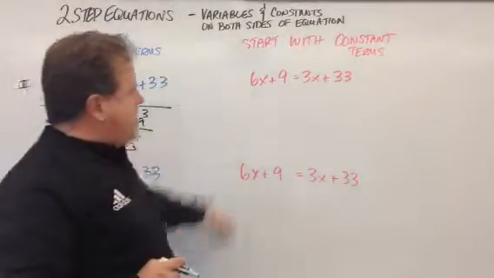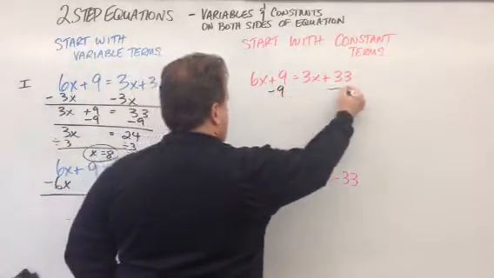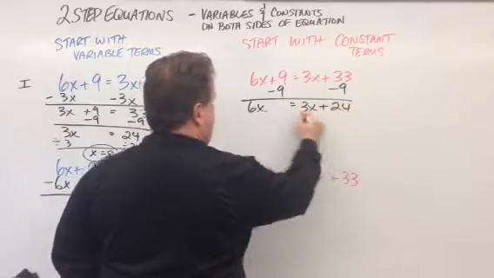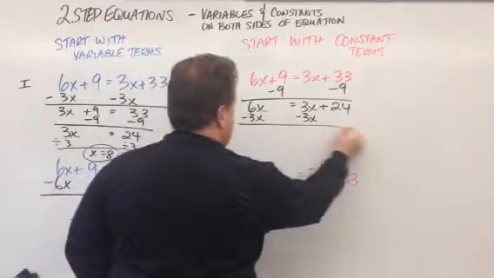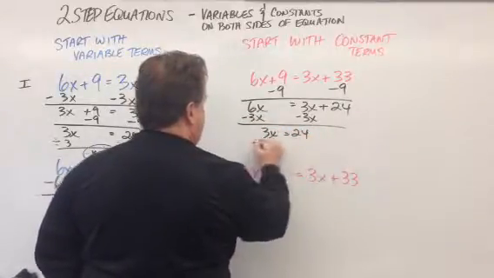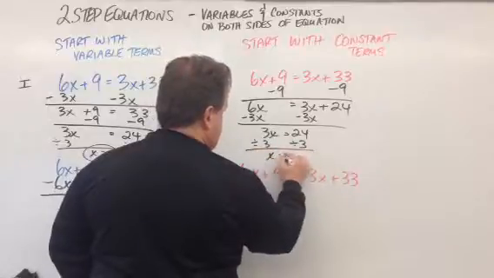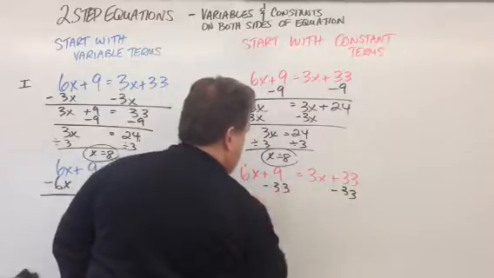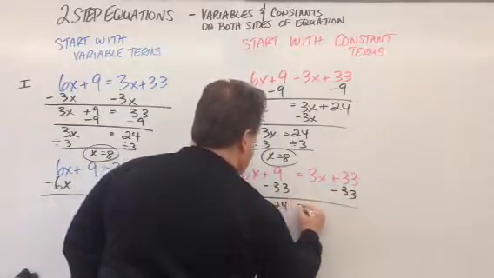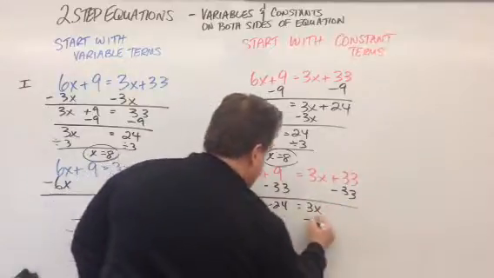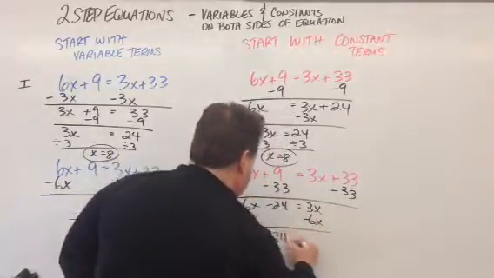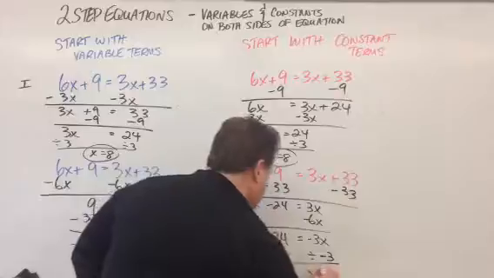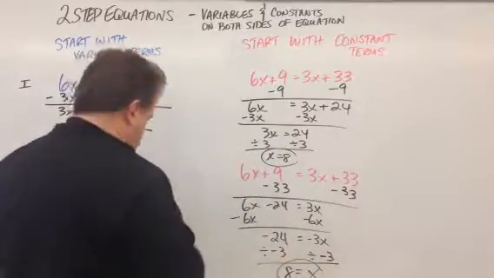And if I do it by starting with the constant terms, I could subtract 9 from both sides and have 6x equals 3x plus 24. Then subtract 3x from both sides and get 3x equals 24. Divide both sides by 3 and get x equals 8. Or I can subtract 33 from both sides and get 6x minus 24 equals 3x. Subtract 6x from both sides, get negative 24 equals negative 3x. Divide both sides by negative 3 and get x equals 8 that way also.